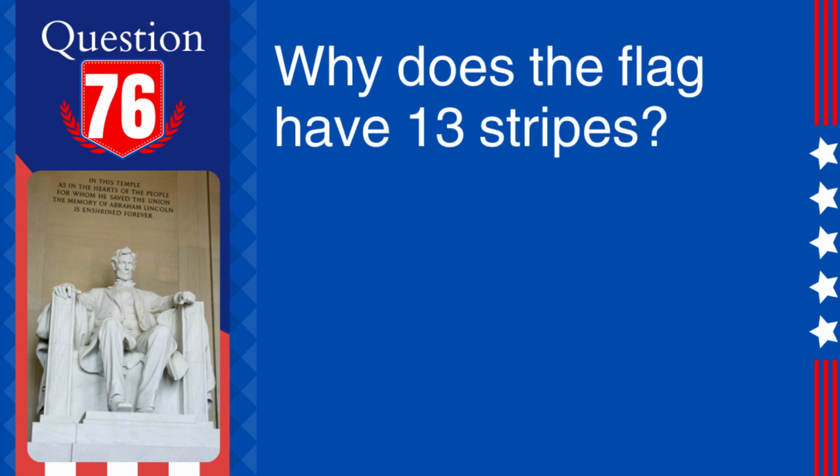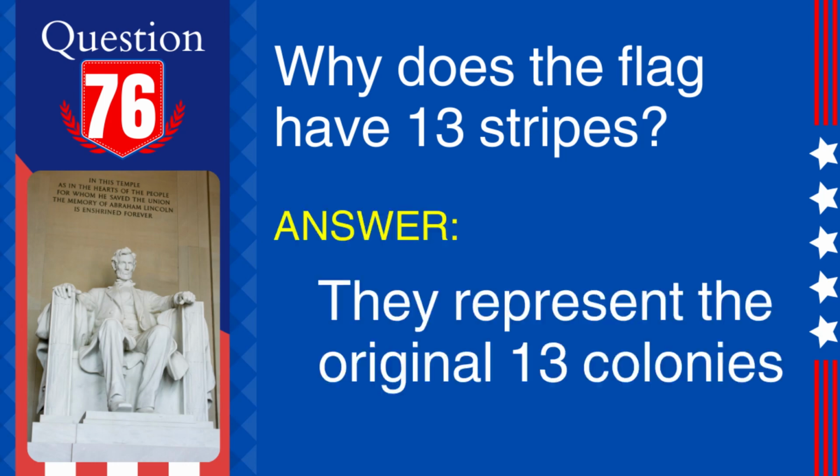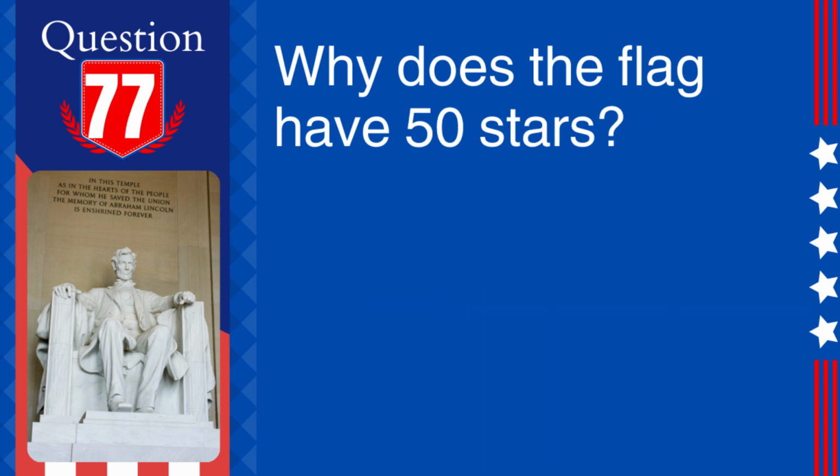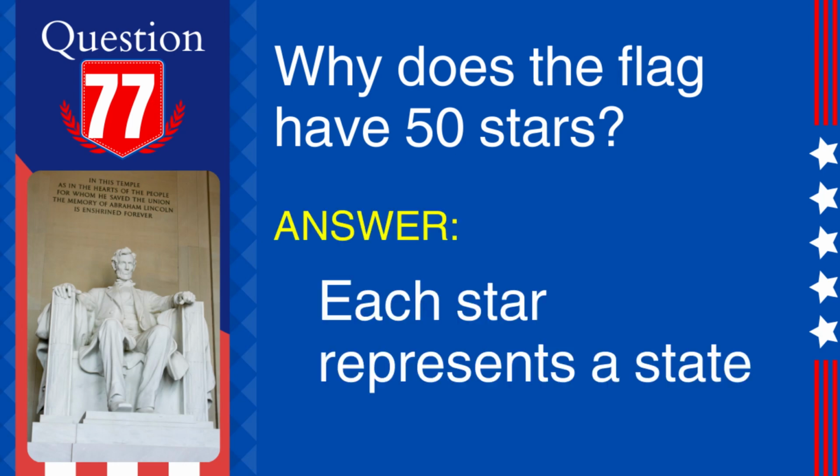76. Question. Why does the flag have 13 stripes? Answer. They represent the original 13 colonies. Explanation. The 13 stripes on the U.S. flag symbolize the original 13 colonies that declared independence from Britain. 77. Question. Why does the flag have 50 stars? Answer. Each star represents a state. Explanation. The 50 stars on the flag represent the 50 states of the United States.